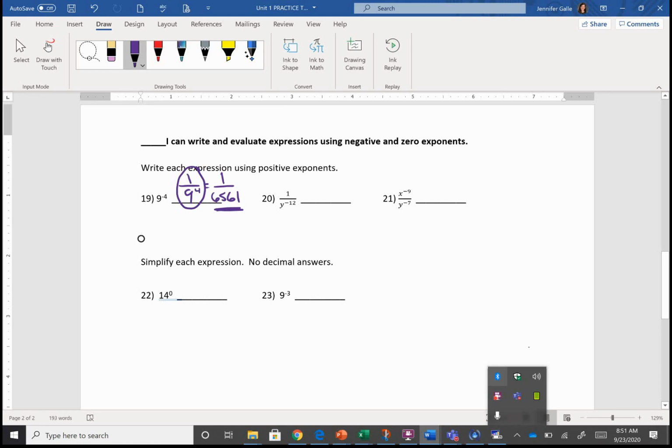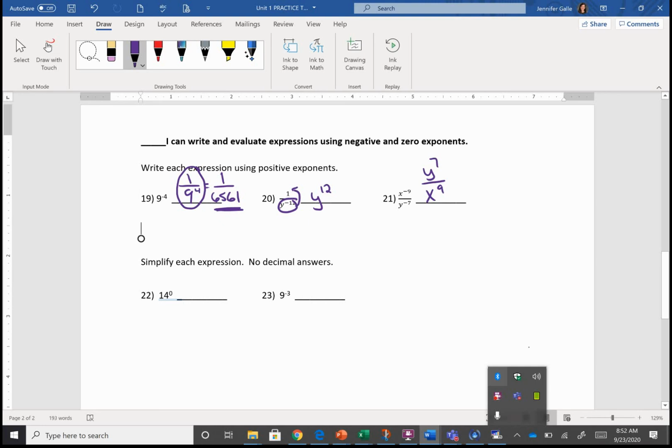Same way in number 21. The x and the negative 9, guys, they're stuck. So to make this positive, I'm going to move it to the bottom. And to make y to the negative 7 positive, I'm going to move it to the top. I ask you to double check yours and make sure you kept the exponents together. Make sure your y is to the 7th and the x is to the 9th. I saw some people just switching the exponents and leaving the x's and y's alone, so be careful.